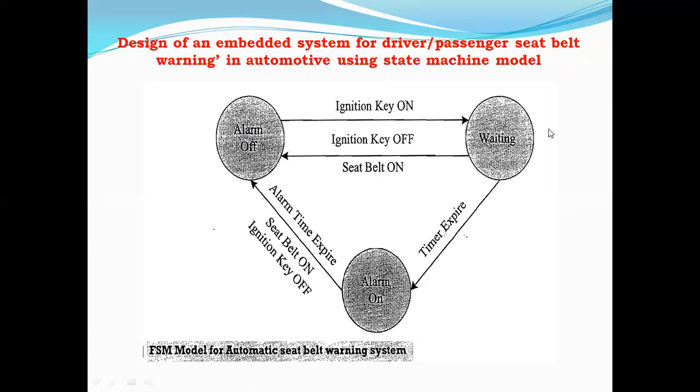So these are the three different states, as shown after the alarm is on, right? After 10 seconds, if you are wearing the seat belt, it will automatically come into the next stage, alarm off, right? So this is what the finite state machine is, represented with the events. You understood what it is here?